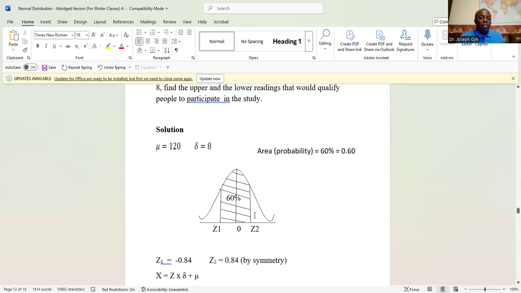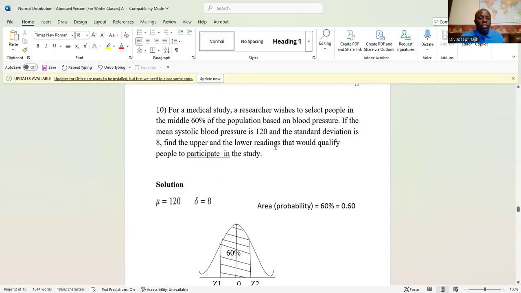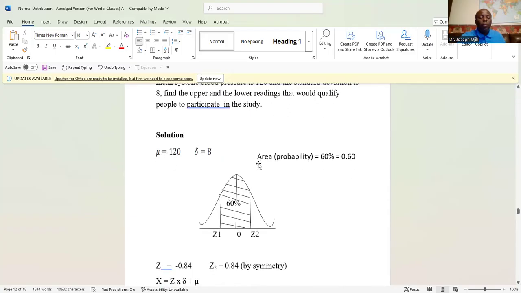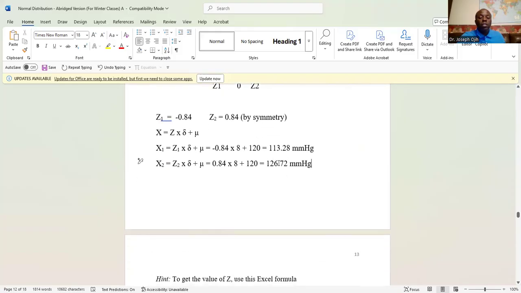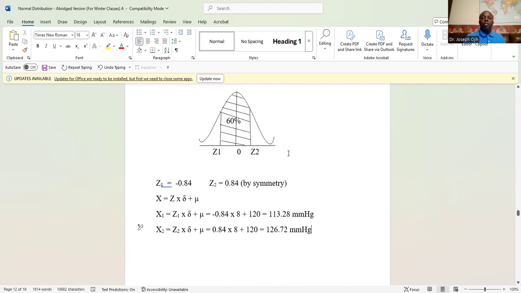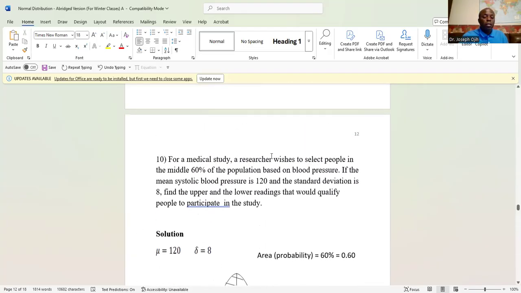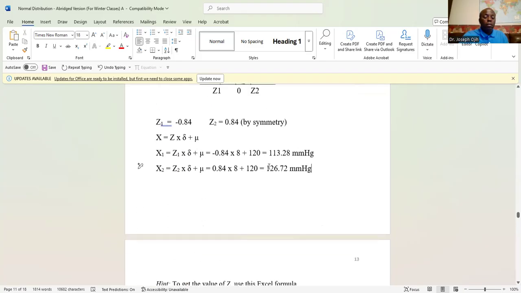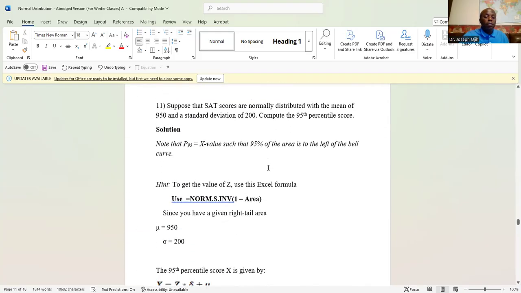Because the question was to find the upper and lower readings that will qualify people to participate, the upper reading is 126.72 millimeters of mercury, and the lower reading is 113.28. Any question on this? Okay, no question. Good. Now you can try this one as a practice for yourself.